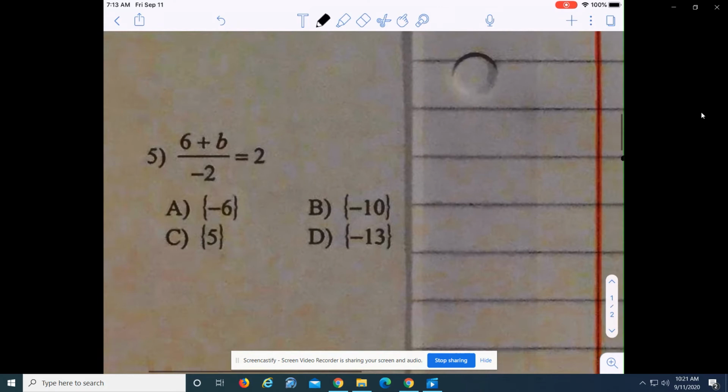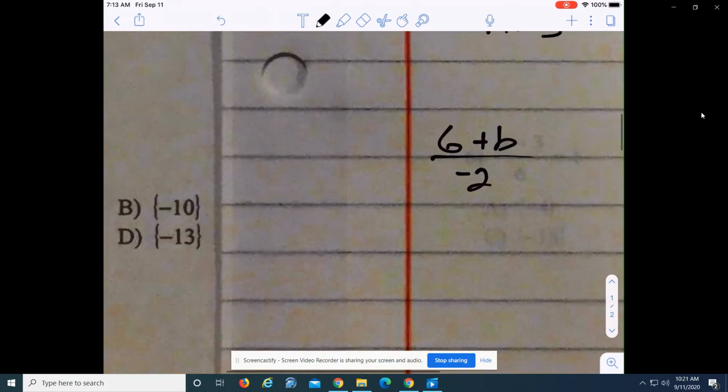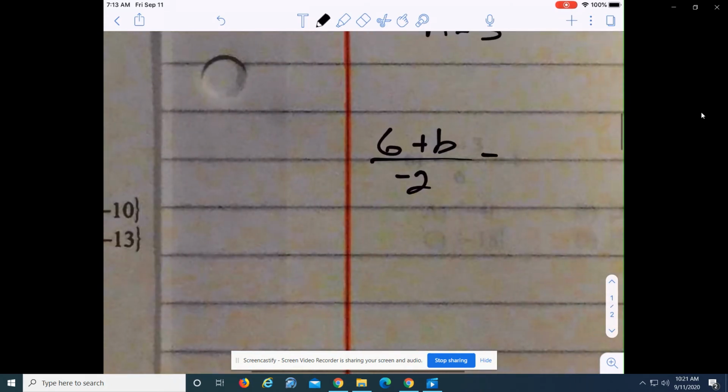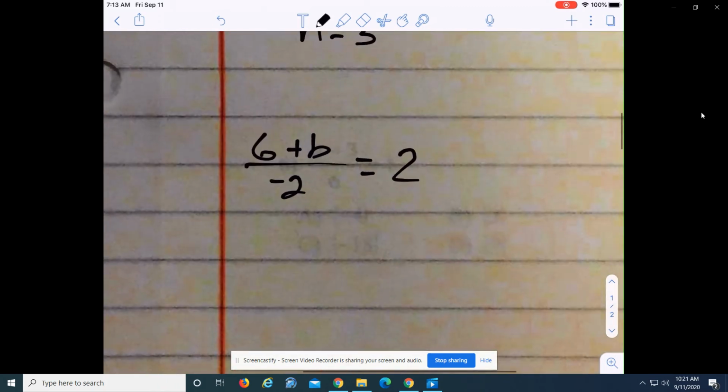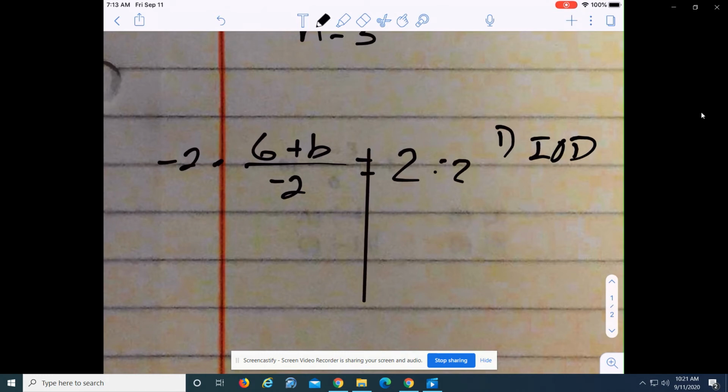This one we got 6 plus b over negative 2 equals 2. So our first step is still going to do the inverse of division. We're going to multiply by negative 2 on both sides of the equal sign. So these cancel. 6 plus b drops down. Equal sign drops down. 2 times negative 2 is negative 4.